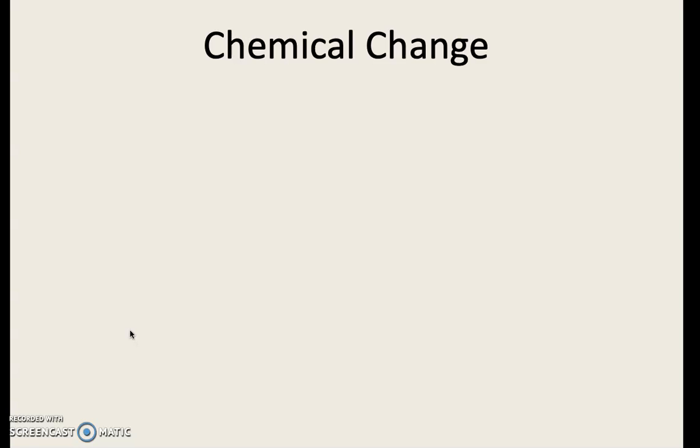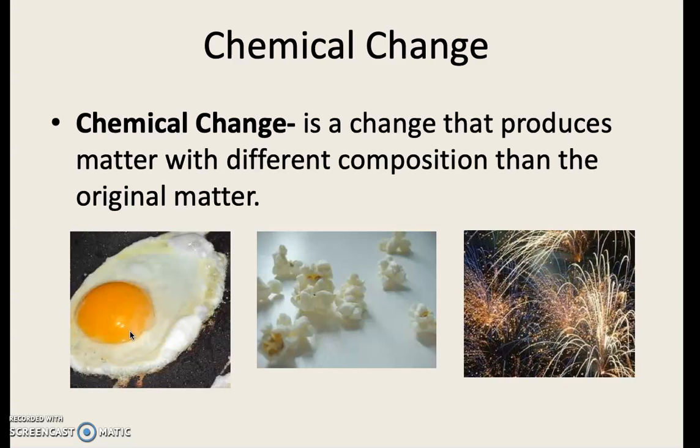Now let's look at a chemical change. What is a chemical change? It's a change that produces matter with different composition than the original matter. So we have three things here: an egg, popcorn, and fireworks. When you crack an egg open, it's clear and you have your yolk there, which is yellow. Now this egg is cooking. The clear part is turning white, so that's a chemical change. In the end, you cannot make this white protein portion go back to clear.